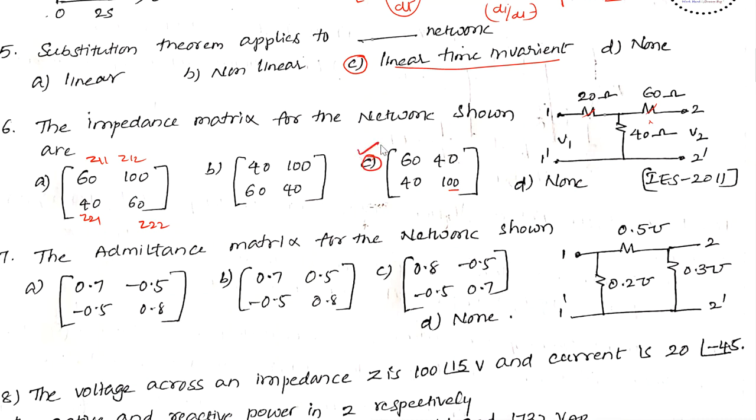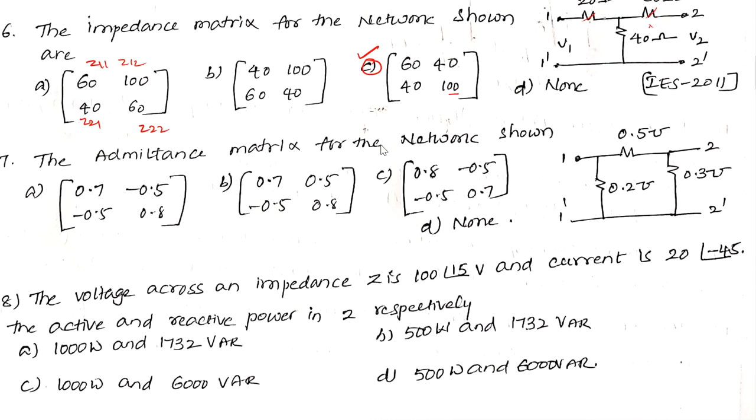Okay, and similarly, I have taken one more network, a pi network here, and here is the admittance matrix for the network shown in the figure. So the admittance matrix you can easily calculate here. Simply, whatever nodes are connected, simply add them. So 0.5 plus 0.2, 0.7. Okay, and similarly 0.5 plus 0.3, 0.8. So 0.7, 0.8 matches with most of the options here.